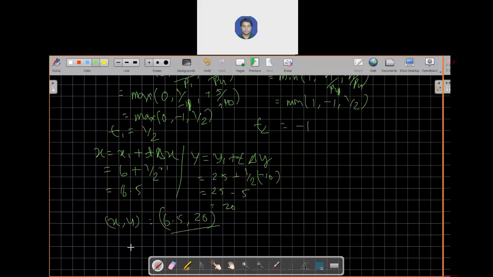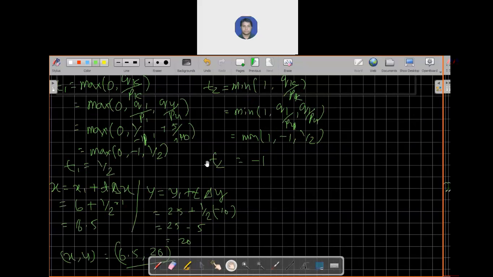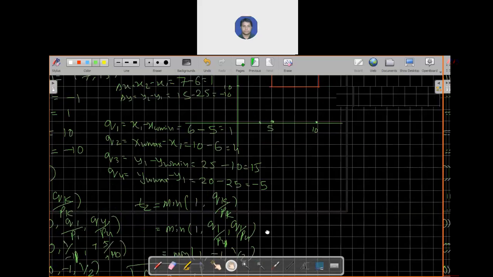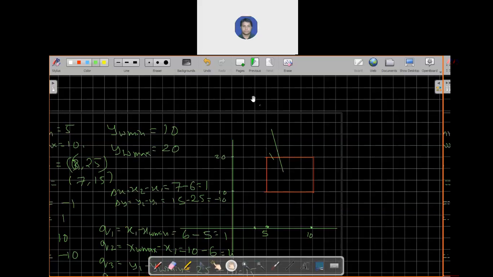So you find this point, and this value t2, as you can see, is minus 1, which is not between 0 and 1, so we will ignore this value. Why are we ignoring this value? Because only if you extend the left boundary will we find this intersection. So the intersect point we have found is 6.5, 20 until the end point. Okay, so we'll cut this line from here.